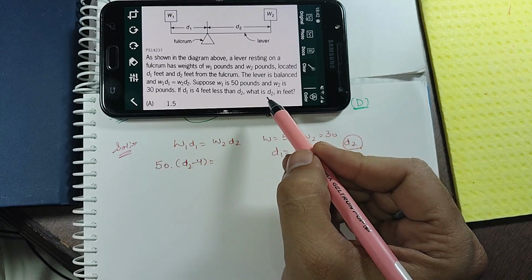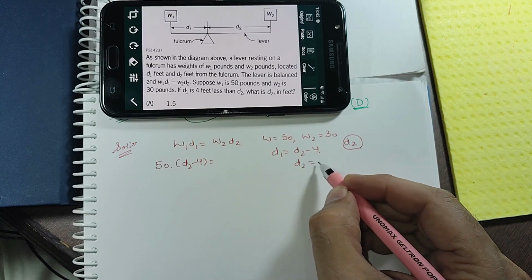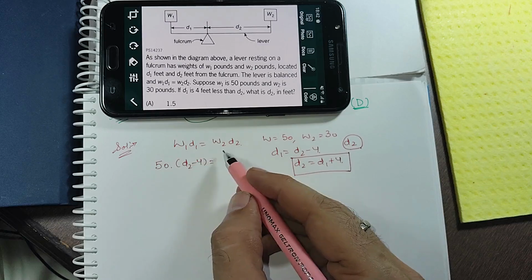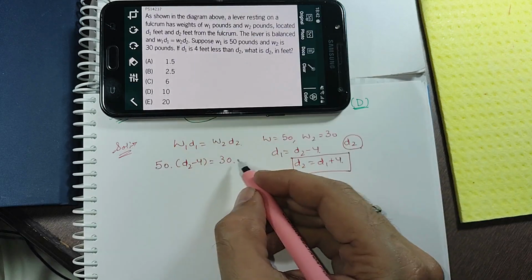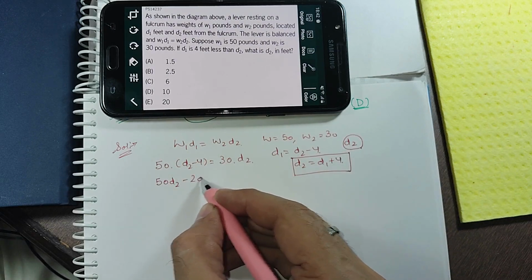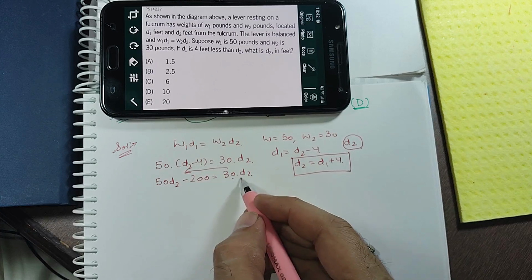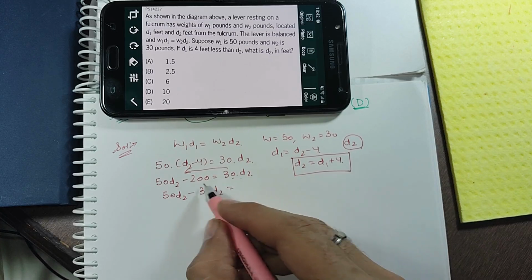See, if we had been asked to find D1, then we would put D2 as D1 plus 4. But since we have been asked to find D2, we will make the whole equation in terms of D2. So this will be 50 times (D2 minus 4) equal to 30 times D2. Now opening the brackets, it will be 50 D2 minus 50 into 4, which is 200, equal to 30 D2. So shifting it to this side, 50 D2 minus 30 D2, these are like terms, equal to 200.